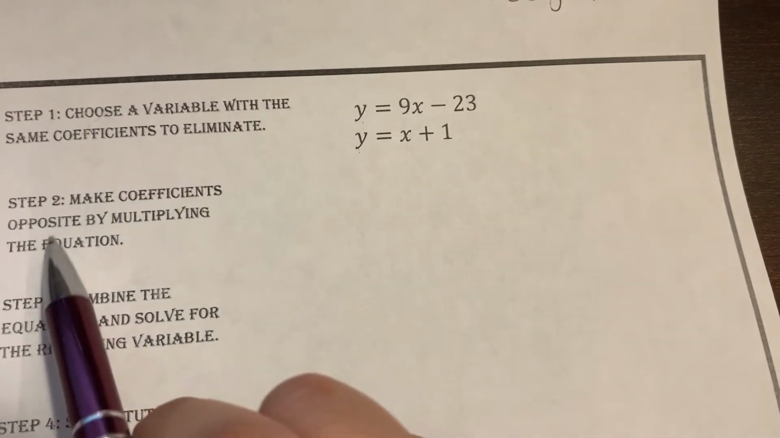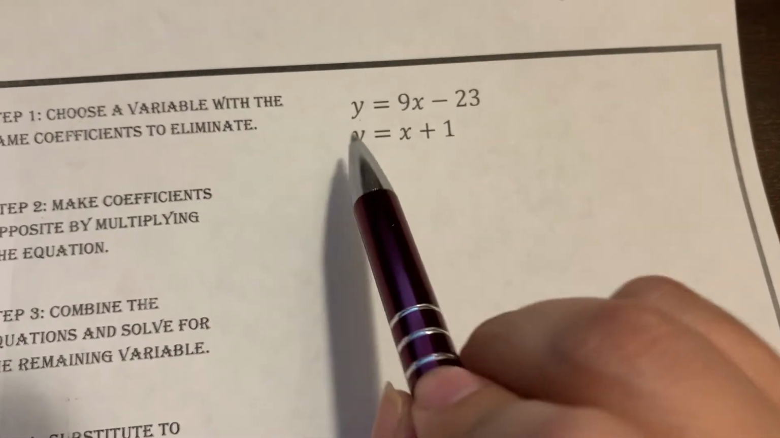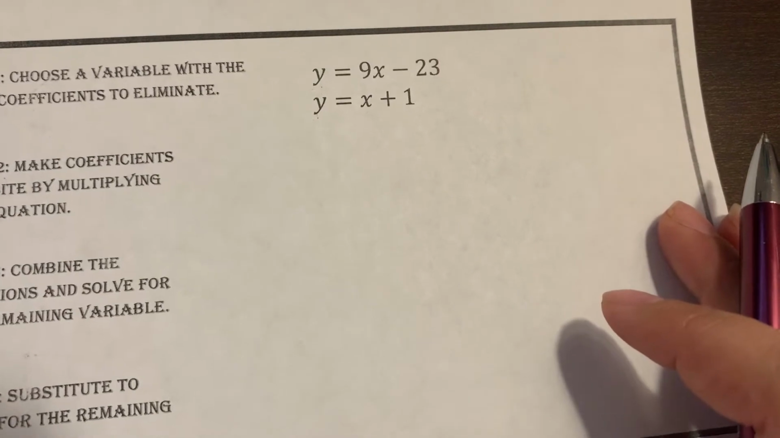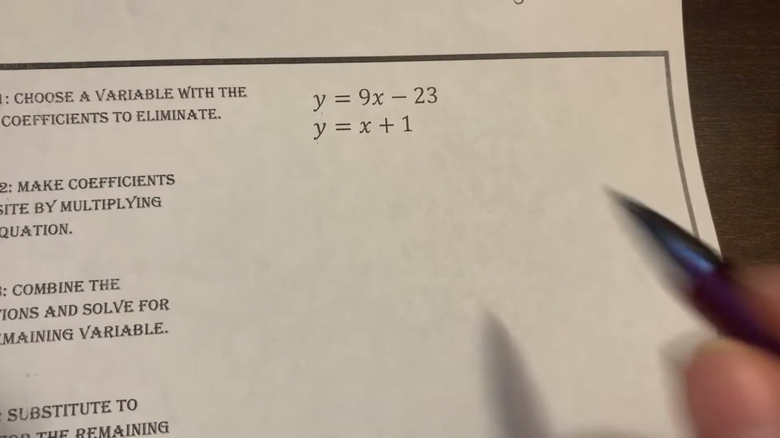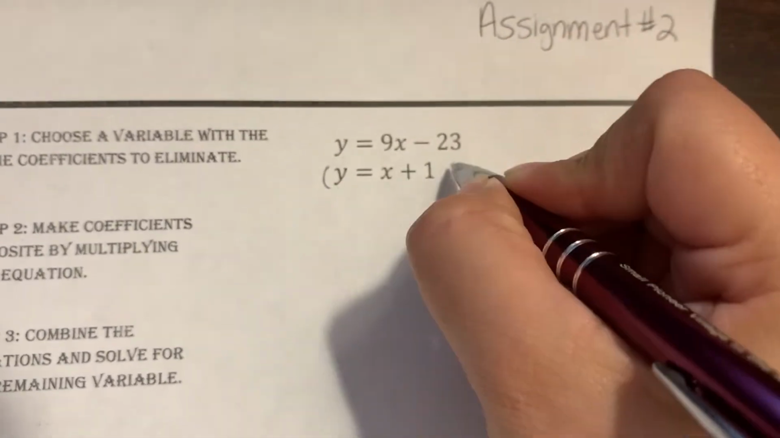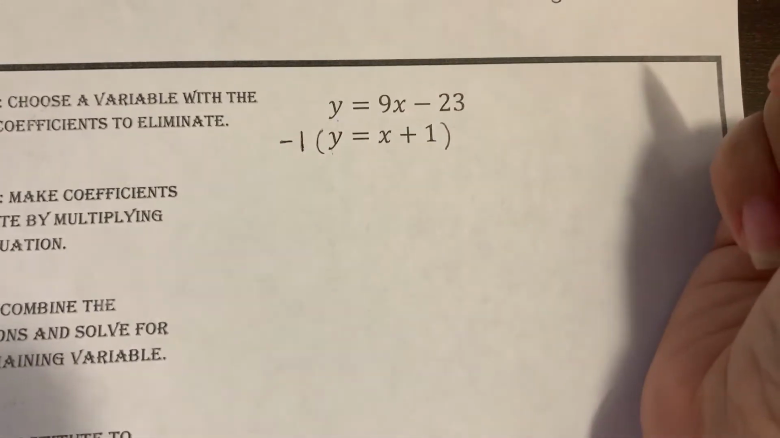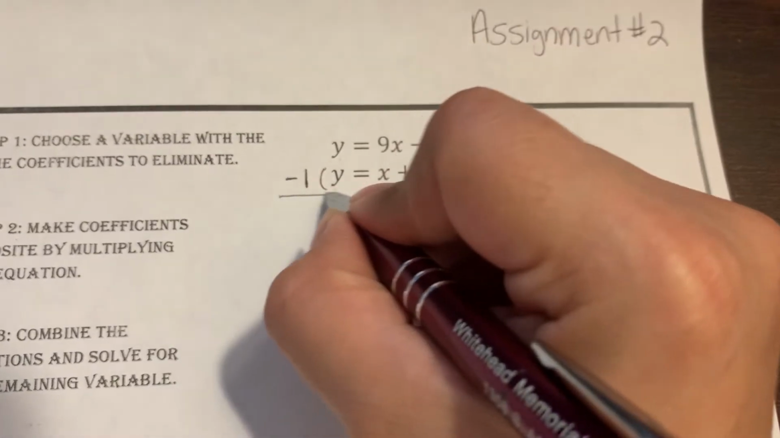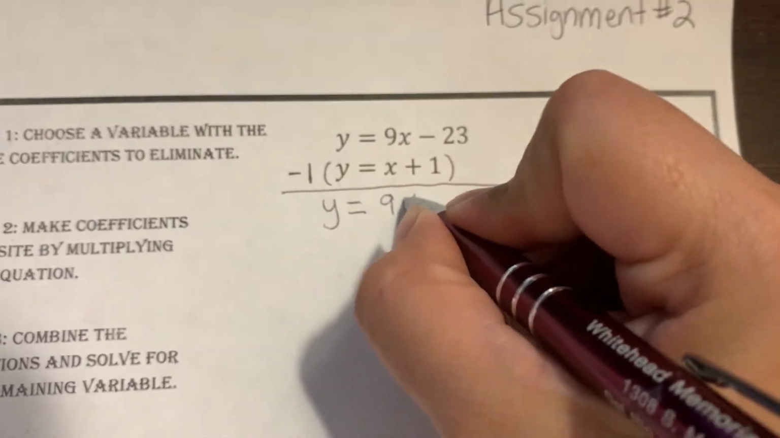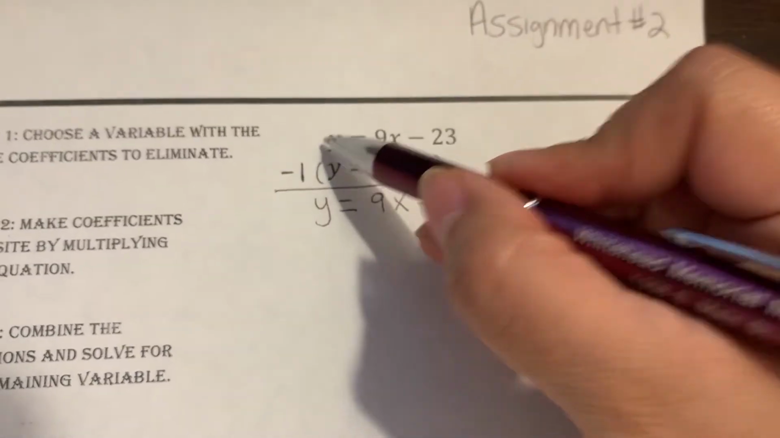Once I have that, I'm going to go on to step 2, which is to make the coefficients opposite. Right now, they are not opposite, so your job is to multiply one of the equations to make it opposite. What's the opposite of 1? It's negative 1. So I'm going to multiply the second equation by negative 1, and that will make the coefficient the opposite of a positive 1.